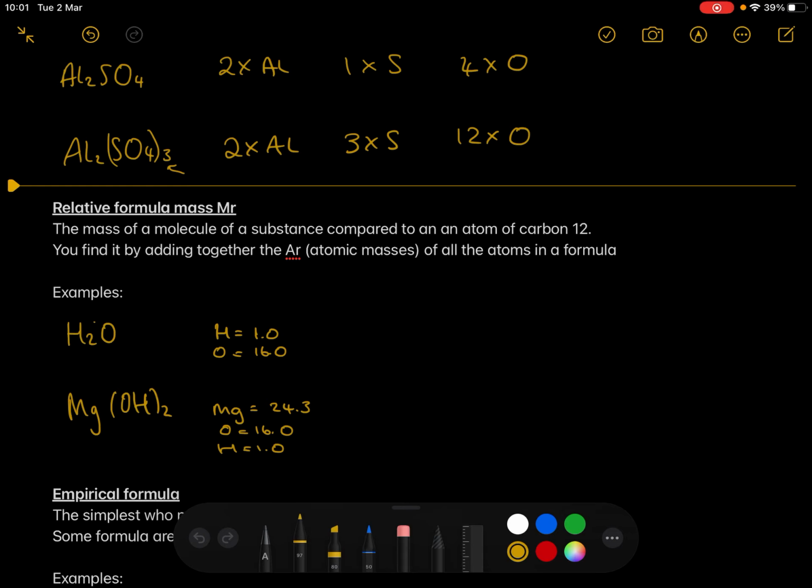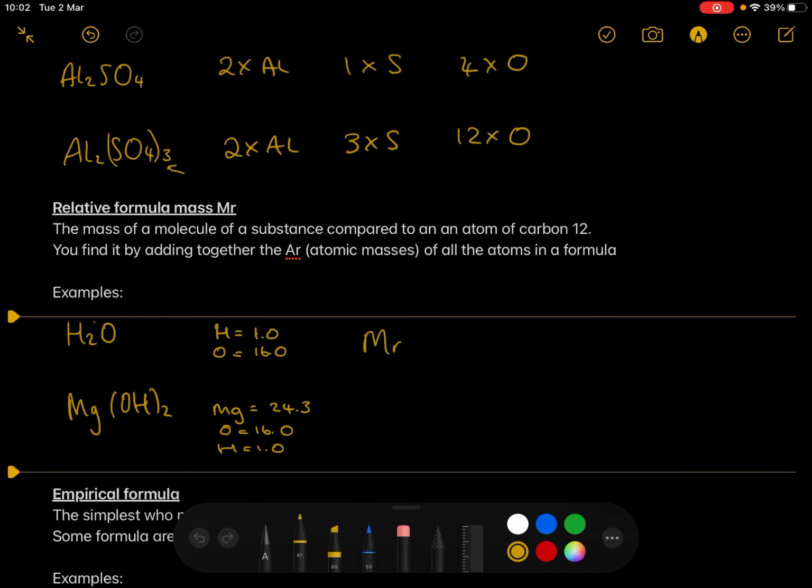Okay, relative formula mass. The mass of a molecule, so remember a molecule is lots of different atoms joined together, compared to the atom of carbon-12. And you can find it by adding together all the Ar, remember that's atomic masses, of all the atoms in a formula. So again, I've done some examples here. H2O. I went to my periodic table and I looked up the relative atomic masses of hydrogen and oxygen. So to work out the relative formula mass, which is Mr, that's M with a subscript r, I'm just going to add them together.